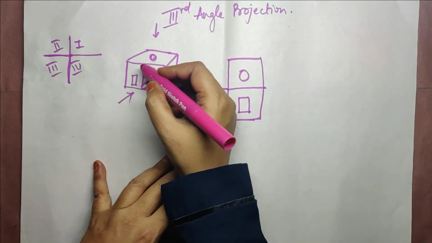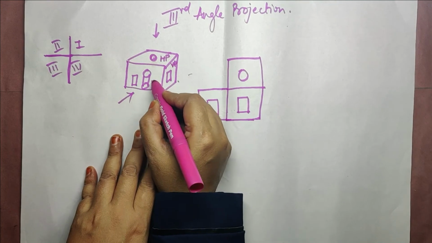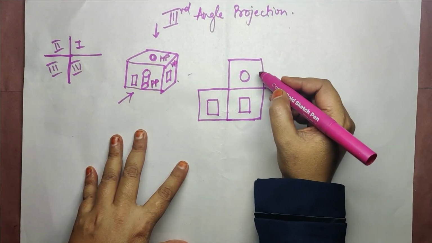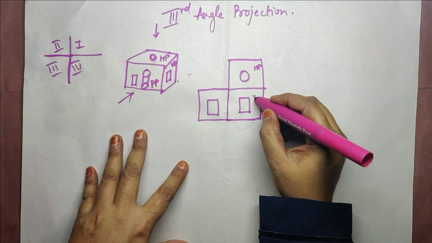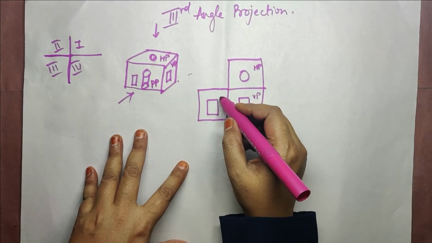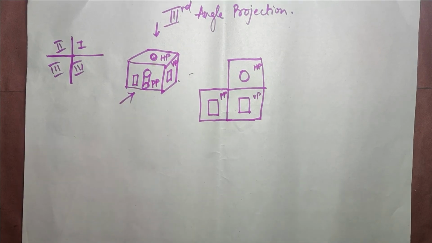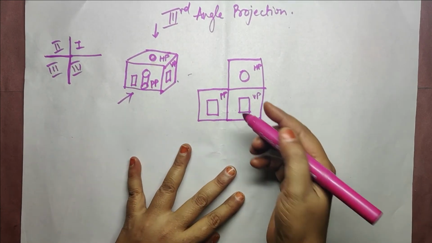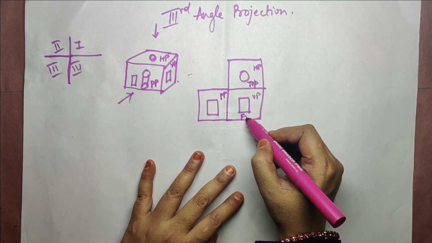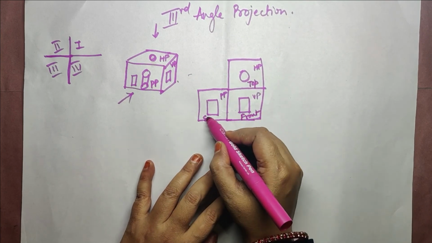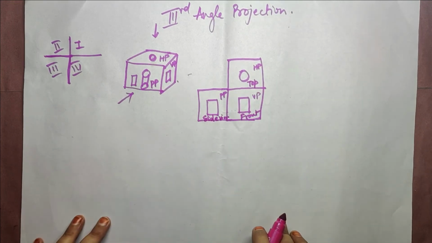So this is HP, this is VP and this is PP. Okay, so this is HP, horizontal plane, which has opened up. This is VP and this is the profile projection plane. Okay, so this is the top view, this is the front view and this is the side view. Okay, so this is what is third angle projection.